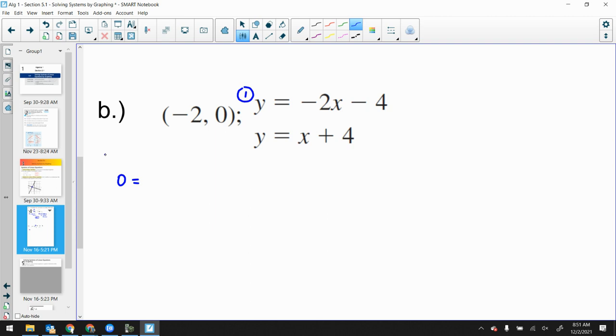Like here's equation 1. 0 is equal to, equation 1 again, 0 is equal to negative 2 times negative 2 minus 4. Does that check out for equation 1? Yeah. Let's see if it checks out for equation 2, though.